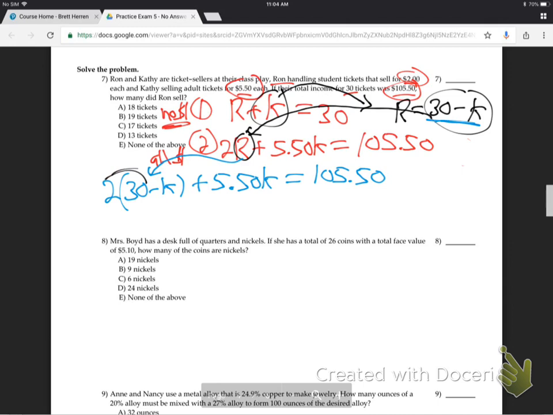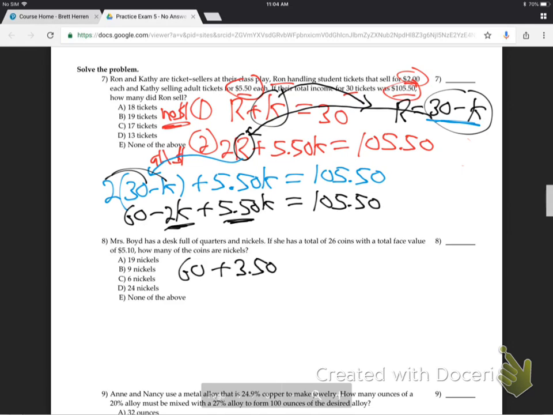And so distribute. So that would be 60 minus 2k plus 550k is 105.50. Everybody tracking so far? So what? Minus 2k plus 550k, what's that? Plus 350k.